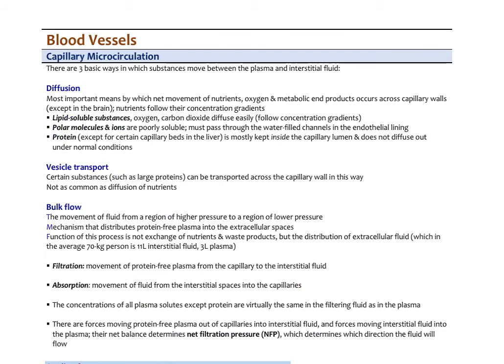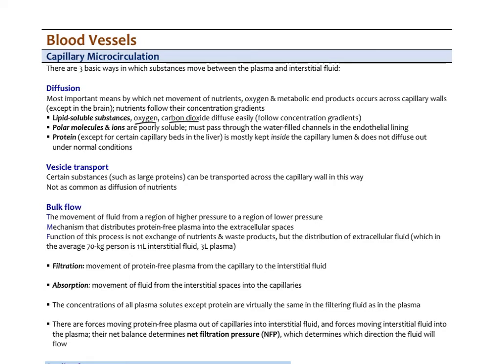Now, there are three basic ways in which substances can move between the plasma and the interstitial fluid in the capillaries. One is by simple diffusion. So this would be basically just crossing the endothelium and basement membrane from the blood to get into the tissues. So lipid-soluble substances like gases like oxygen, CO2, they diffuse really easily. Polar molecules and ions are very poorly soluble, so they got to pass through either water-filled channels in the endothelial lining or special active transporters.